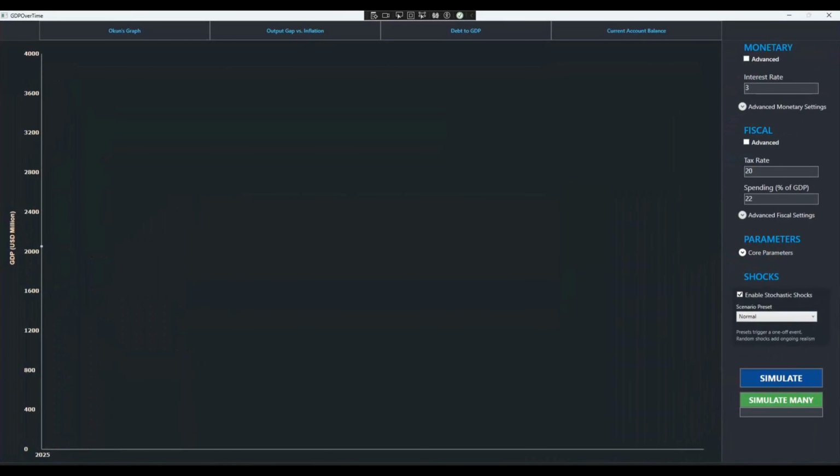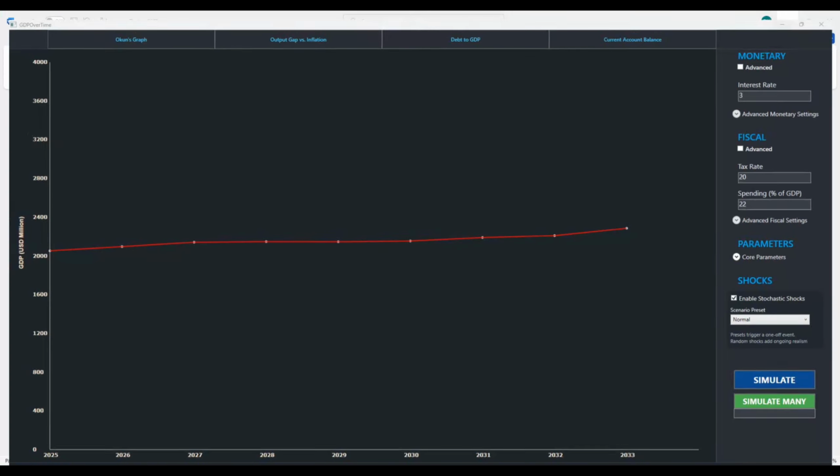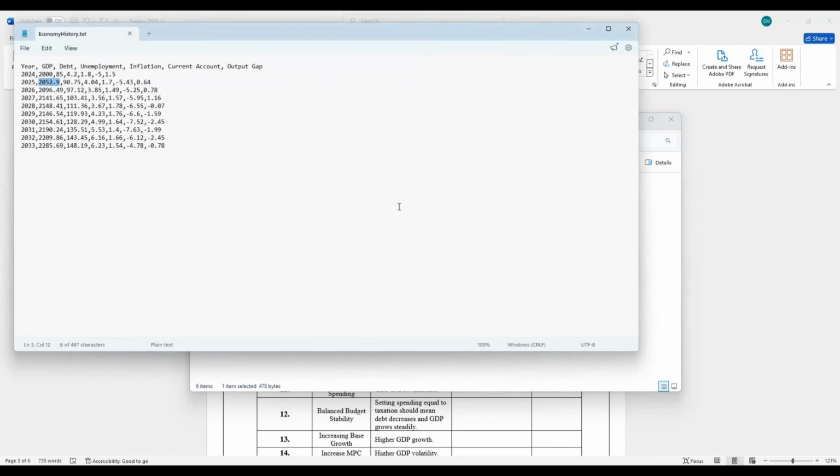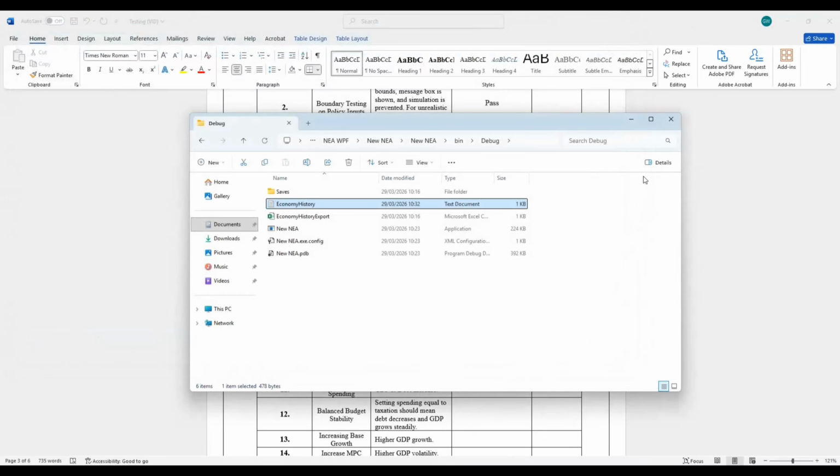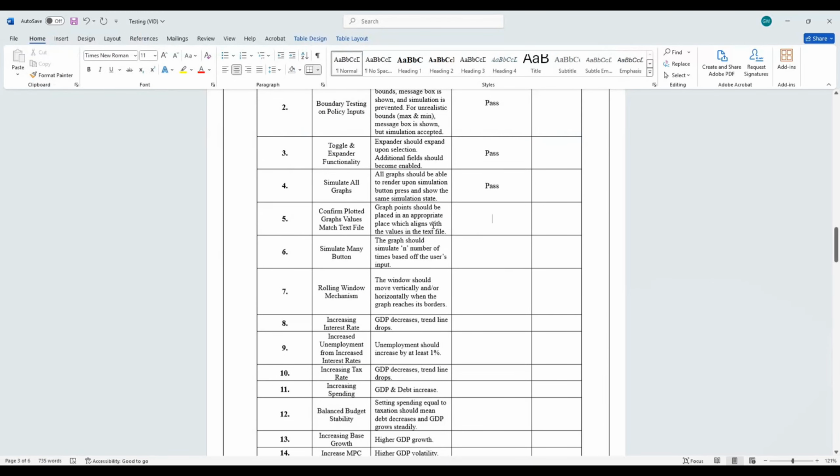And then to continue, if we were to keep going 4 places, okay, let's get to the end of the graph. So at 2033, we have a GDP of around 2,200 as displayed on the axis approximately. And then if we head back to the text file, yep, around 2,200 is the GDP value. So we can confirm that the graph points do match the values of the text file.